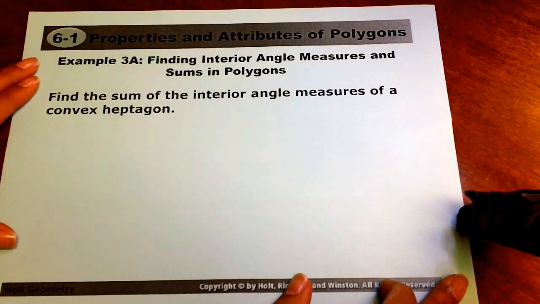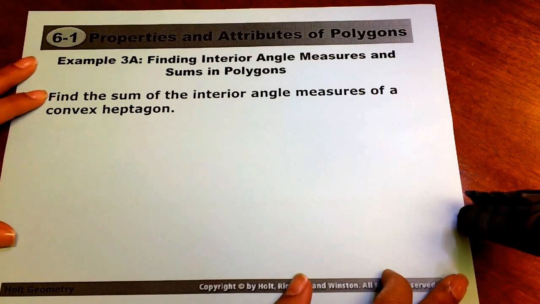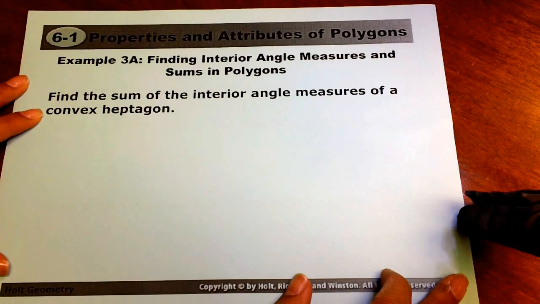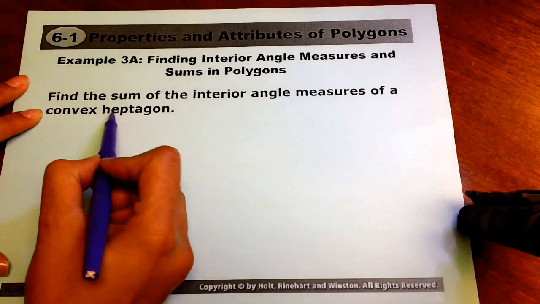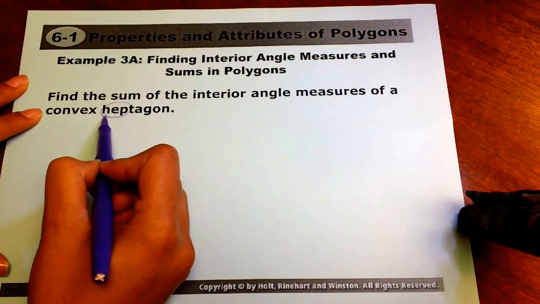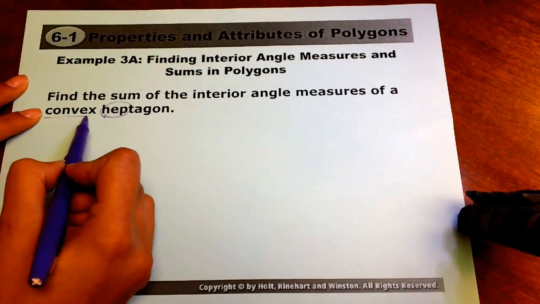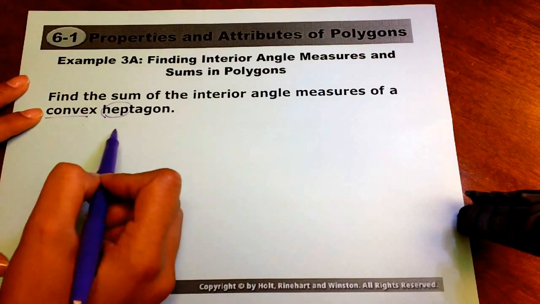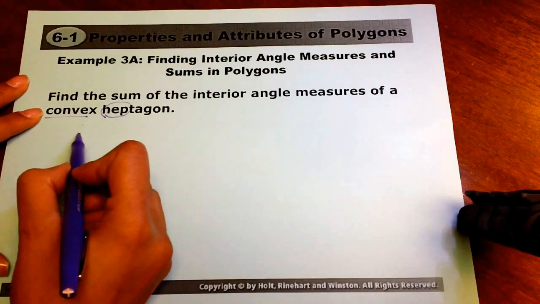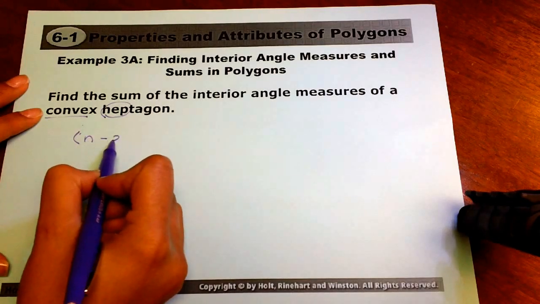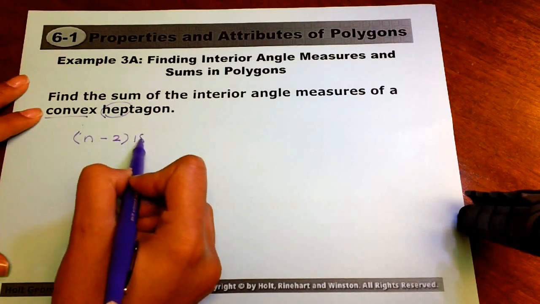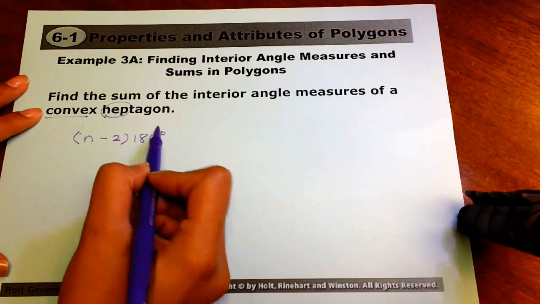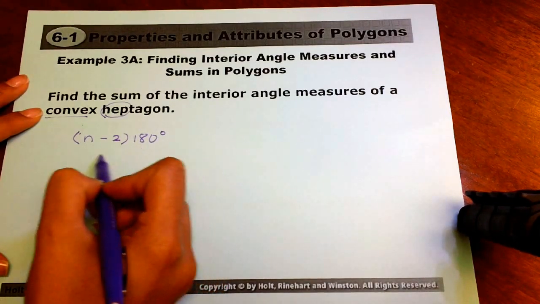Alright, so here's your first example with that section. It asks you to find the sum of the interior angle measures of a convex heptagon. Hept means 7, and convex means that it's not going to have any of the diagonals on the outside of your shape. So we can use our formula, which is n minus 2 multiplied by 180. It's our polygon angle sum theorem.